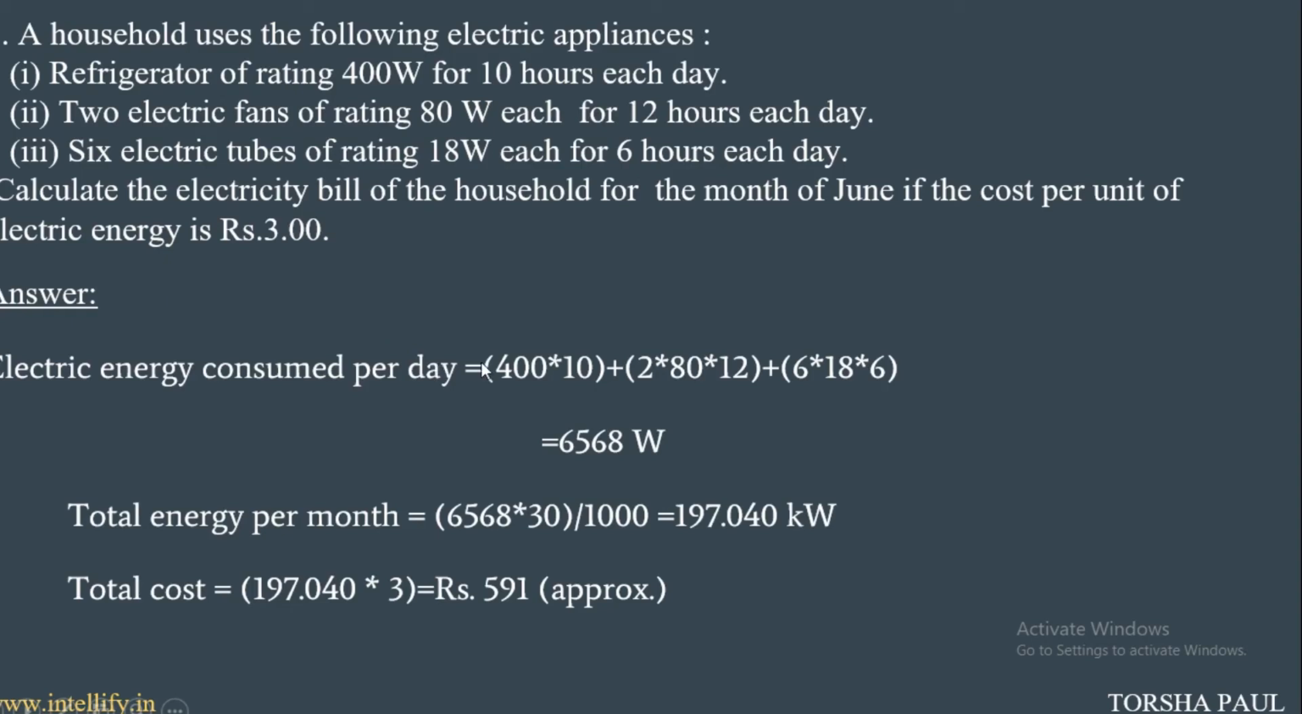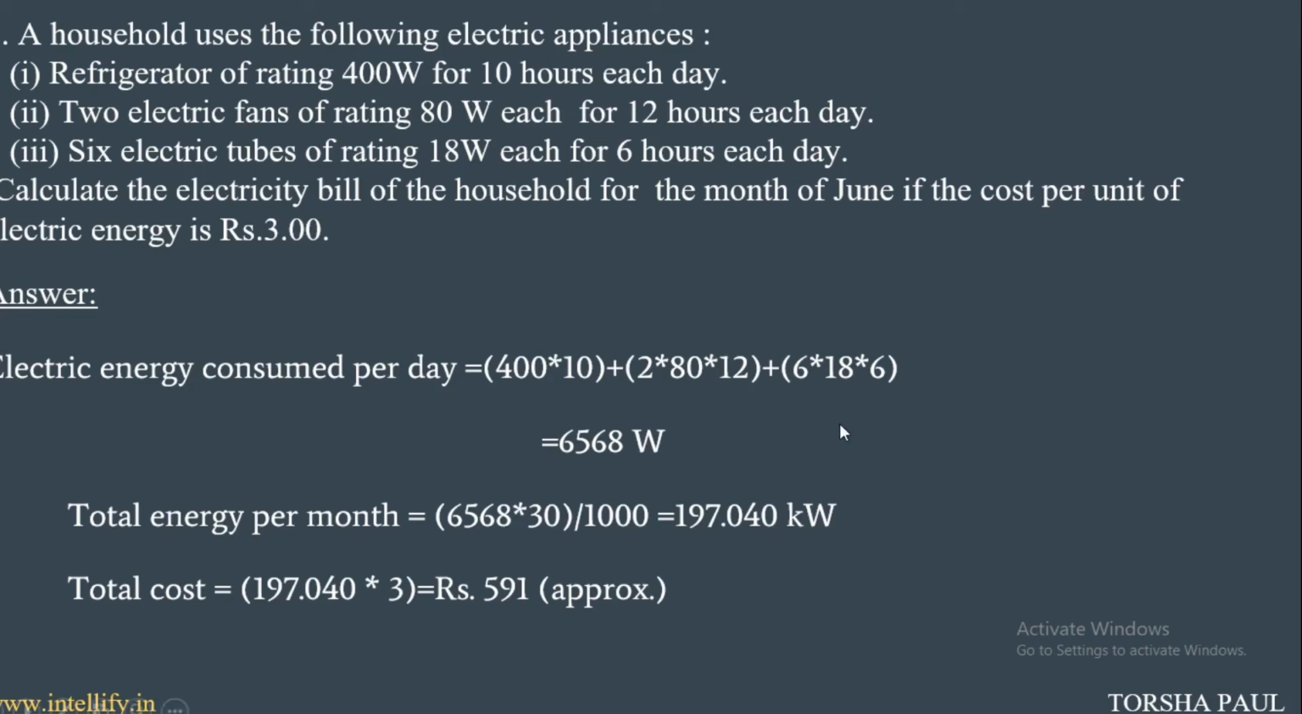Okay. Per day means you have to add all these things. First of all, refrigerator consumes 400 watts for 10 hours. So, 400 into 10 plus 2 electric fans. Okay, for each electric fan 80 watt for 12 hours. So, here 2 into 80 into 12 plus 18 watt each for 6 hours, 6 electric tubes. So, 6 into 18 into 6. So, we get 6,568 watt hours. Okay, electric energy consumed per day is 6,568 watt hours.